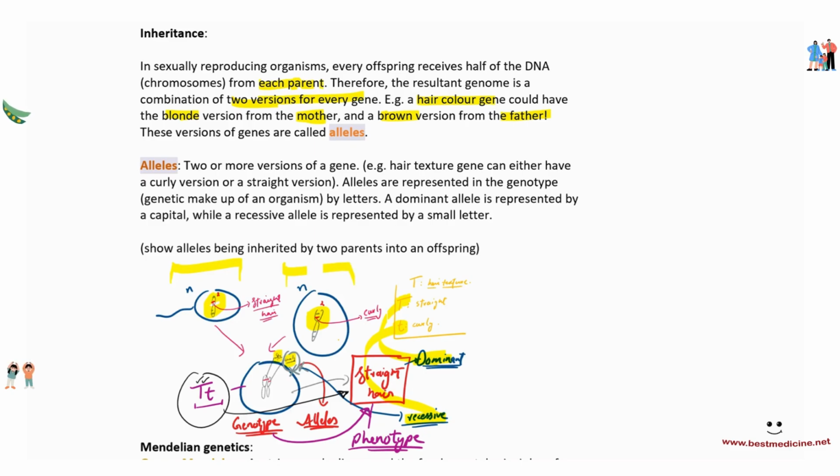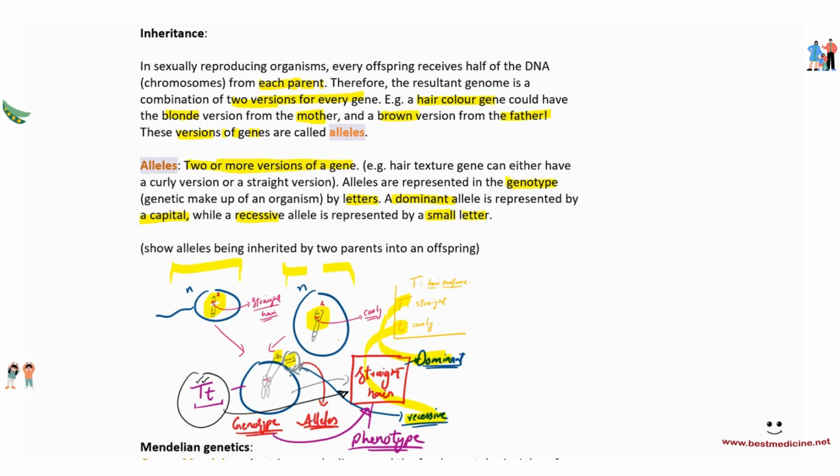These versions of genes are called alleles. So alleles essentially are two or more versions of a gene. Alleles are represented in a genotype, right, by letters. A dominant allele is represented by a capital letter, and a recessive allele is represented by a small letter.